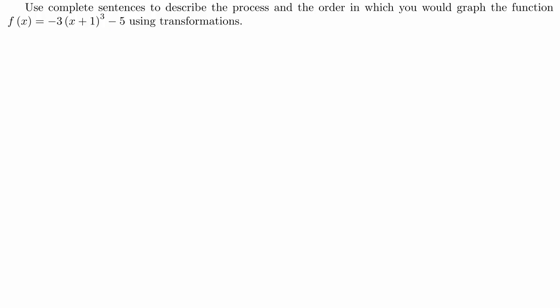Hello. In this problem, I want to use complete sentences to describe the process and the order in which you would graph the function f of x equals negative 3 times (x plus 1) cubed minus 5 using transformations. Now, there's a few different ways you can talk about this. The one I would kind of expect you to do is I would have you talk about graph or doing the table for y equals x cubed first.